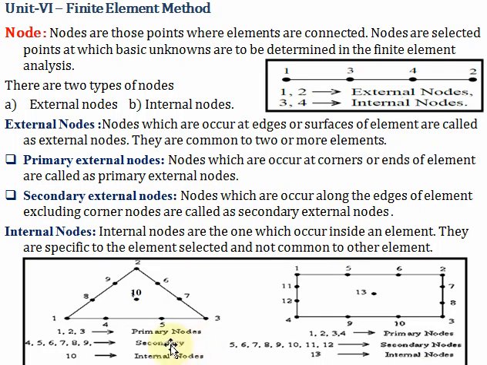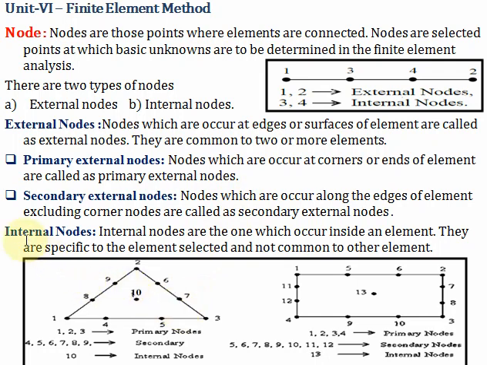If you see the figure below, this triangular element, node numbers 1, 2 and 3 occur at the corner or the end of the element, so they are called primary external nodes, whereas node numbers 4, 5, 6, 7, 8, 9 are called secondary external nodes, because these nodes occur along the edges of the element excluding the corner nodes.